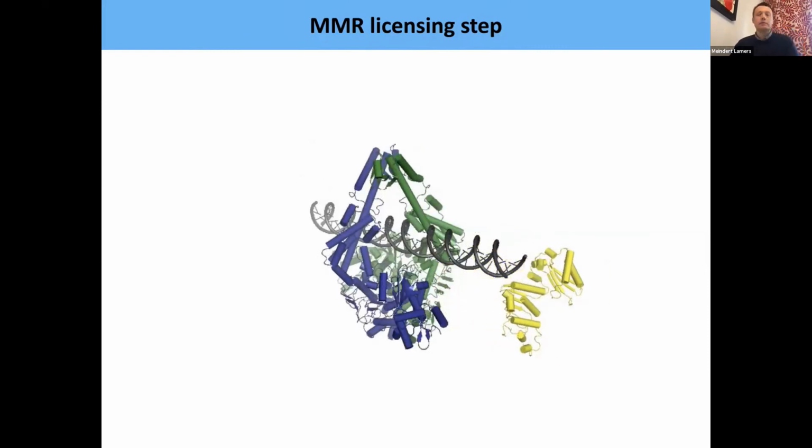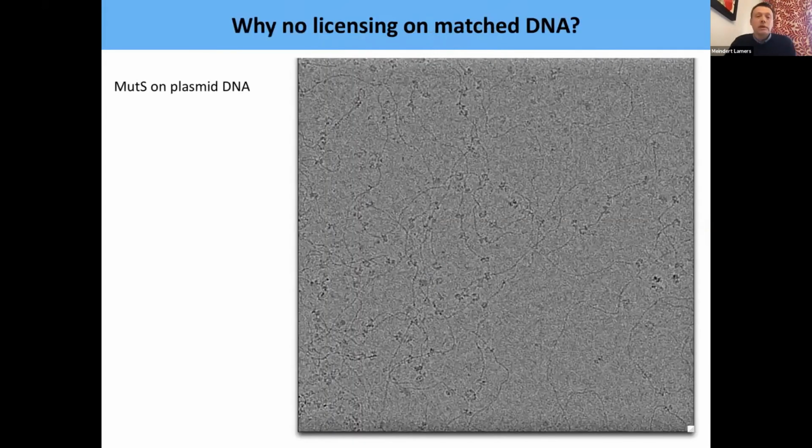But this now raises the question, why doesn't this happen on normal DNA? Why does it only happen on mismatched DNA? And to answer that question, we had to do a trick, because when mutase is scanning normal DNA before it finds a mismatch, it actually translocates at high speeds along the DNA. So this very mobile molecule is hard to trap for structural studies.